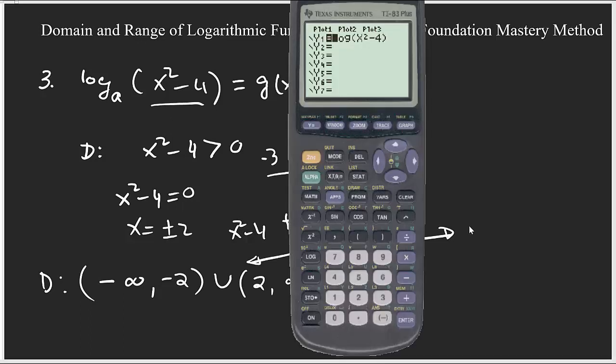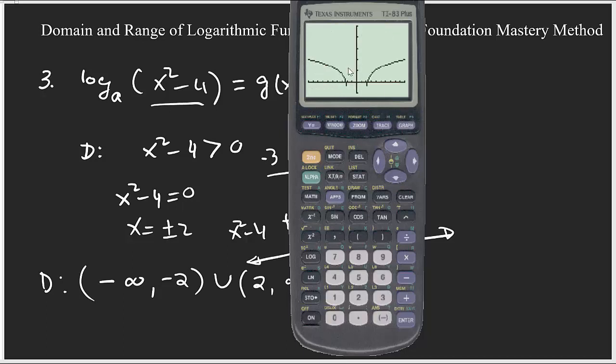So I'll show you the graph in the calculator. I'm typing logarithm of x squared minus 4. The base here, you can put any base. The basic shape will be fine for the domain and range. So I'm just taking the common logarithm.